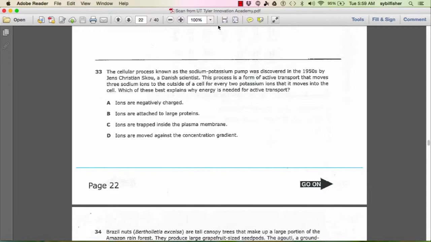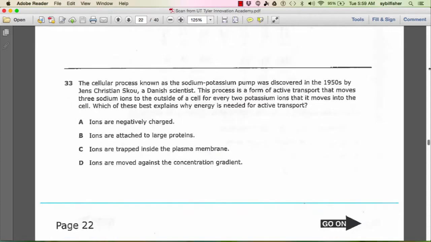Number 33. The cellular process known as the sodium-potassium pump was discovered in the 1950s by Jens Christian Skou, a Danish scientist. This process is a form of active transport that moves 3 sodium ions to the outside of a cell for every 2 potassium ions that it moves into the cell. Which of these best explains why energy is needed for active transport?